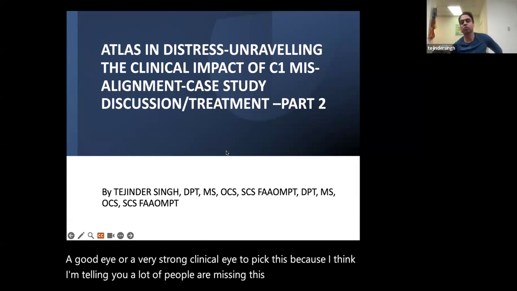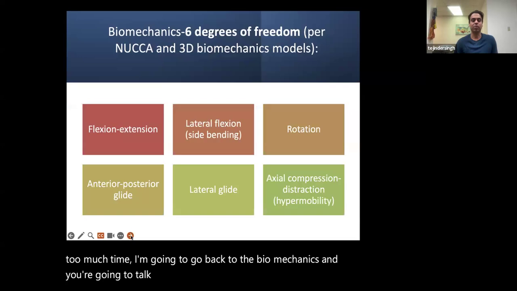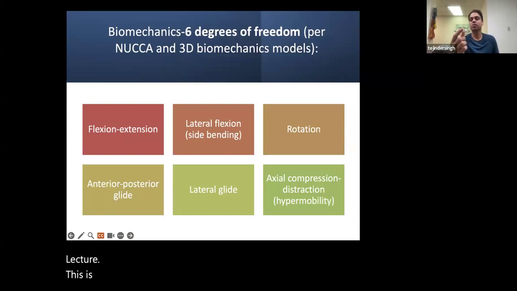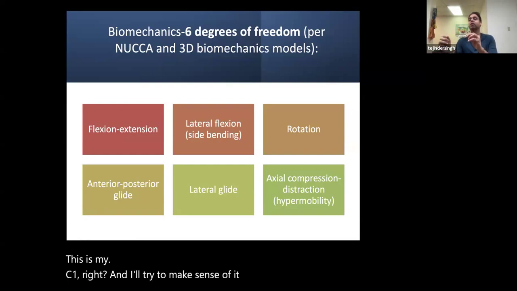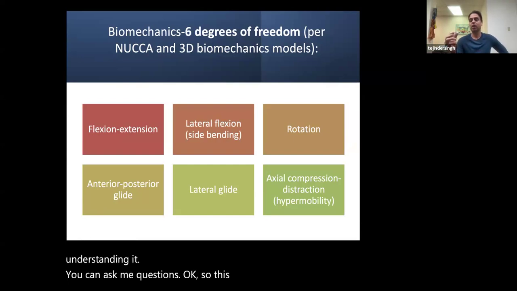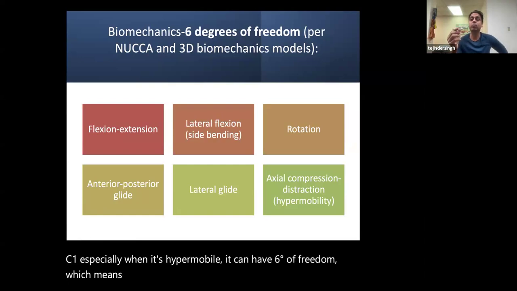Okay. Without wasting too much time, I'm going to go back to the biomechanics, and this is from the previous lecture we did. This is my C1, right? And I'll try to make sense of it. If you have difficulty understanding it, you can ask me questions. Okay, so this is C1, and C1, especially when it's hypermobile, can have 6 degrees of freedom, which means that it can move in 6 directions.